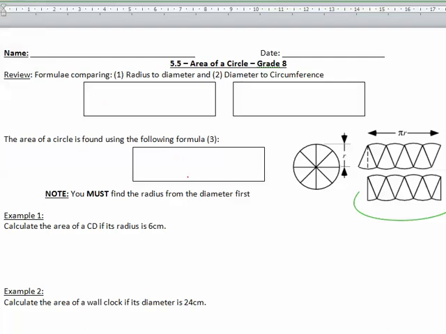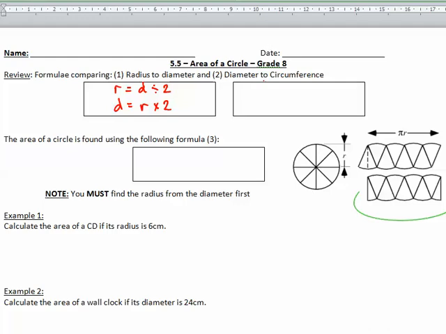So let's just review a little bit of the two formulas that we've already learned, or the two relationships between radius and diameter and between diameter and circumference. Between radius and diameter, we remember that radius is equal to diameter divided by 2, or that the diameter is equal to radius times 2. So half the diameter is the radius. So they're interchangeable. I can go back and forth as long as I remember the diameter is longer than the radius, so that my answer should be a higher number value than the radius.